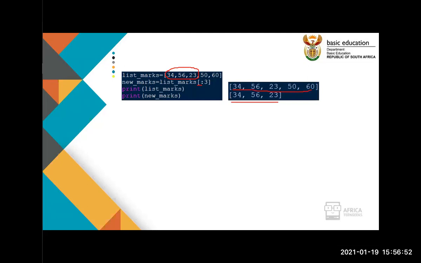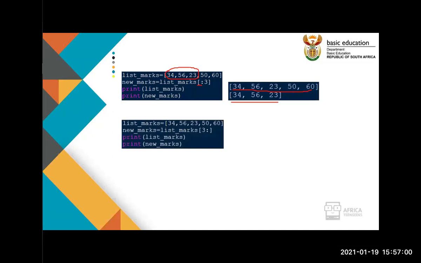Now, if you type that out into Python, it will give you that answer. I'm not going to type it out right now. Of course, with the next example, if I give it a starting position and don't tell it when to stop, it means copy from that position till the end. So if I tell it 3 here, it's going to go to position 3: 0, 1, 2, 3. It's now going to copy from position 3 onwards because I didn't tell it when to stop. So there we go, 50 and 60.